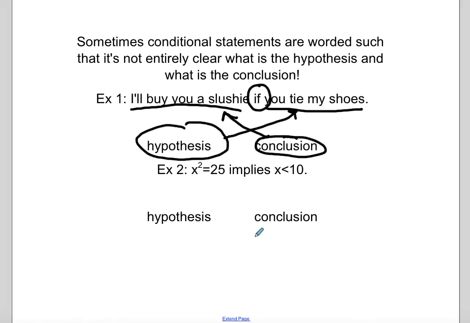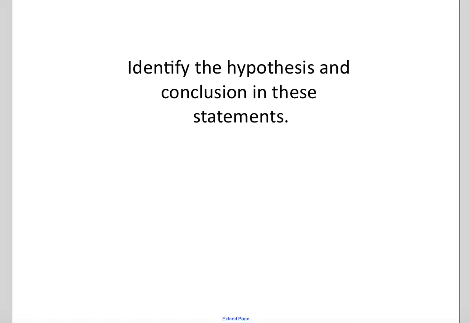Another example, x squared equals 25 implies that x is less than 10. The word implies is another way of wording an if-then statement. And in math, we have a symbol for the word implies. So we basically say that the hypothesis, P, implies the conclusion, Q. Identify the hypothesis and conclusion in these statements.